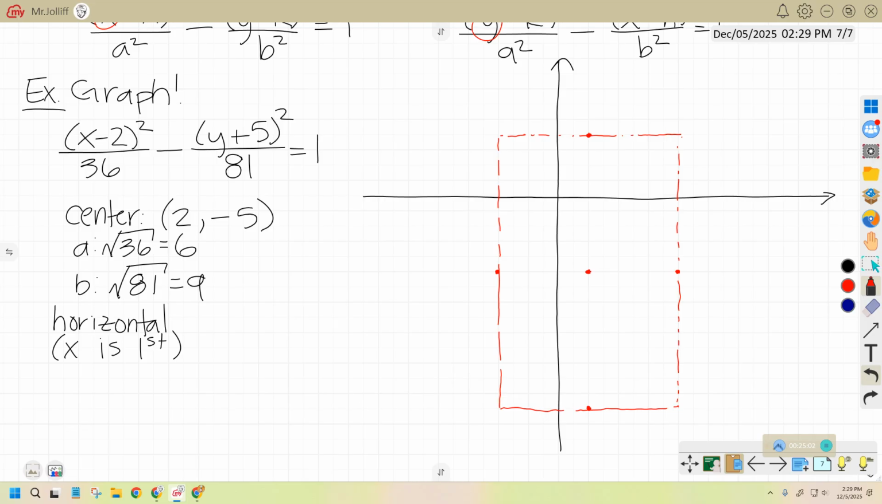Remember that the diagonals of the box are my asymptotes. Once I have vertices and asymptotes, I have my curve. I'm almost done. So I just need to draw the diagonals of those boxes.